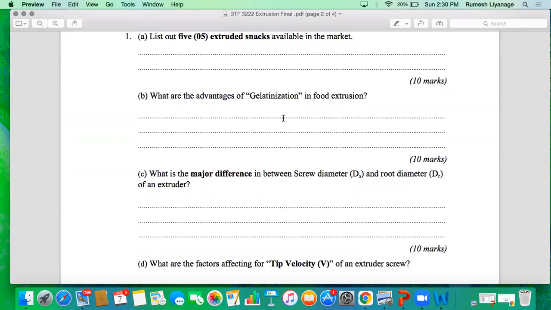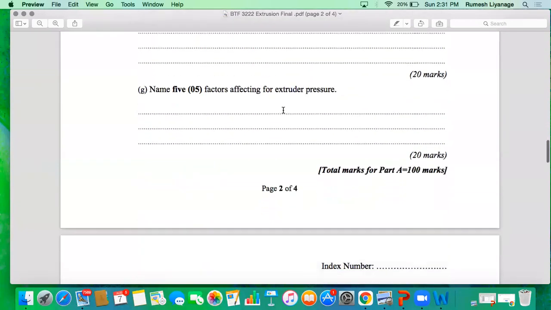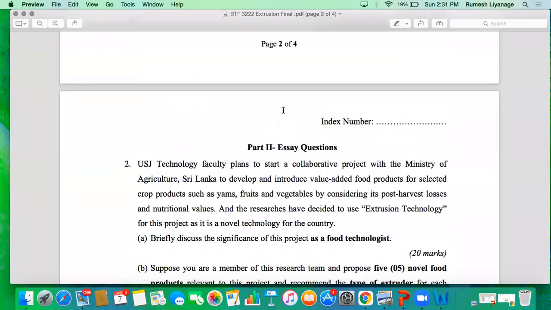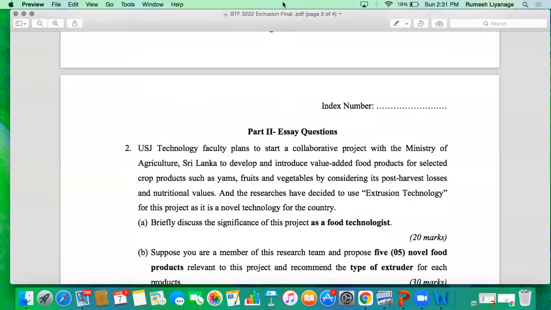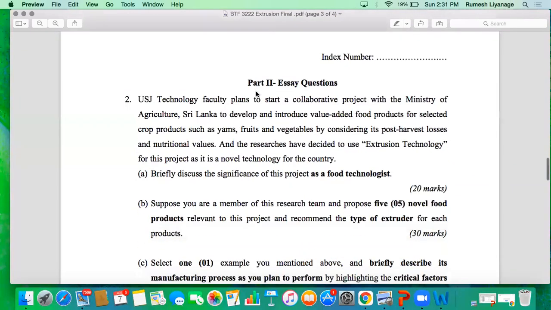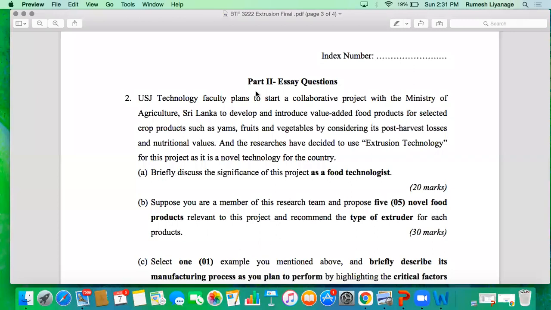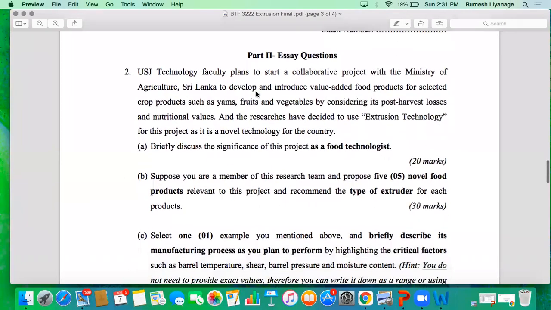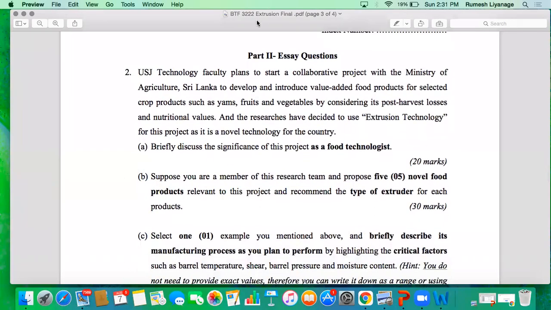Right? These are the structured questions. Then some other, you can see essay questions. This is actually, you have to think and write. You have to think and write.